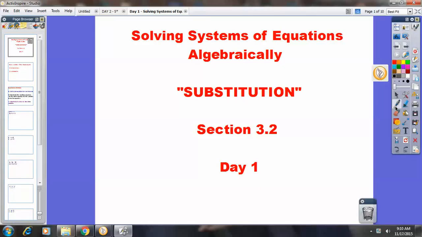Solve systems of equations by graphing. We found where the lines intersected. That point was what we call our solution. We're going to learn a different method today, and that's called substitution.